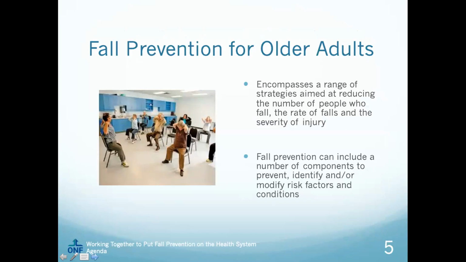So fall prevention in older adults encompasses a range of strategies, and it includes a number of components. We know that multifactorial interventions that are tailored to counteract falls risk factors that are identified through an individual assessment, and tailor-made around that assessment, are the most consistently effective among various settings.